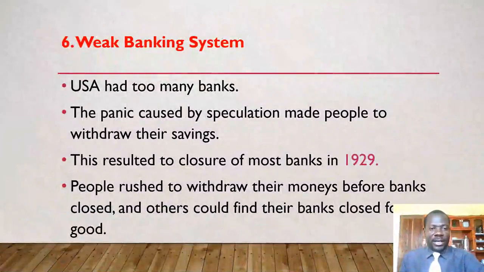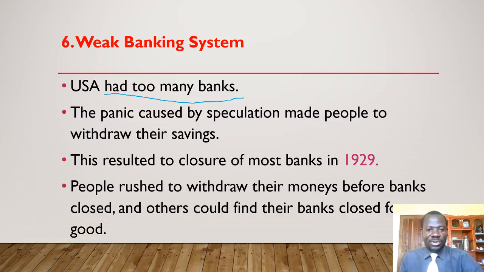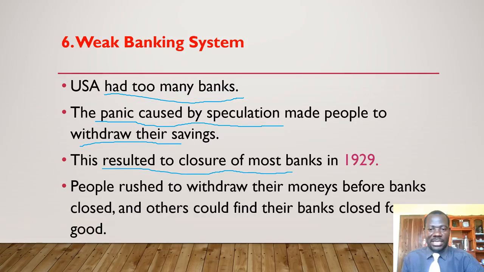The other cause of the Great Depression was the weak banking system. The USA had too many banks. So during that wild speculation, or during the panic caused by that speculation, people withdrew their savings. Many people went to their banks and withdrew their money. So it resulted in the closure of banks. Most banks went bankrupt in 1929.